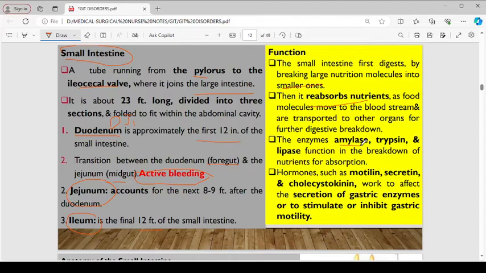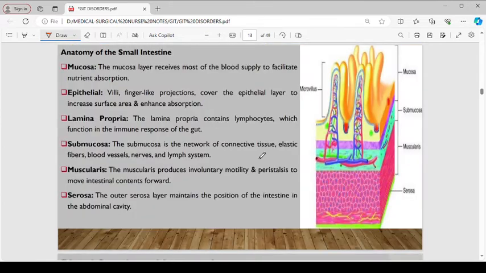So enzyme amylase, enzyme trypsin, enzyme lipase. Hormones such as motilin, secretin, and cholecystokinin work to affect the secretion of gastric enzymes, and also stimulate or inhibit gastric motility.